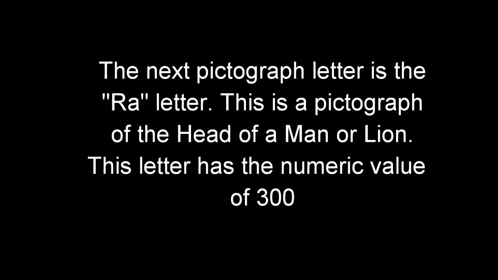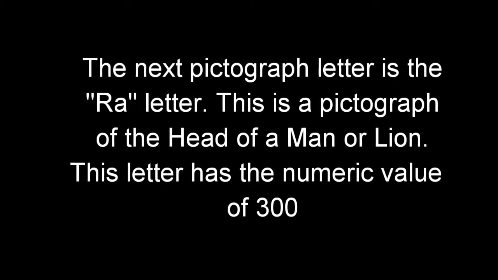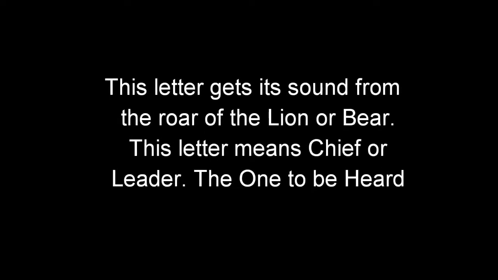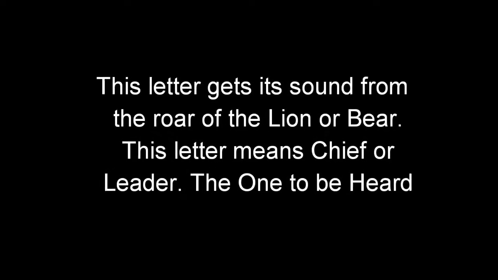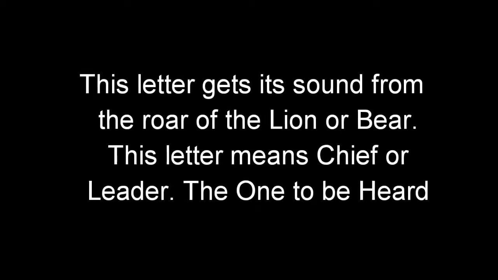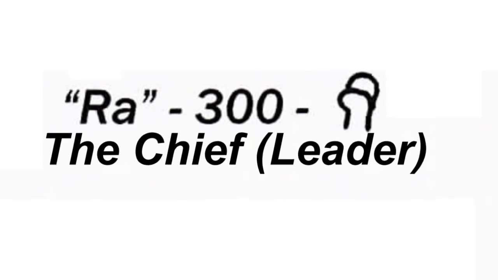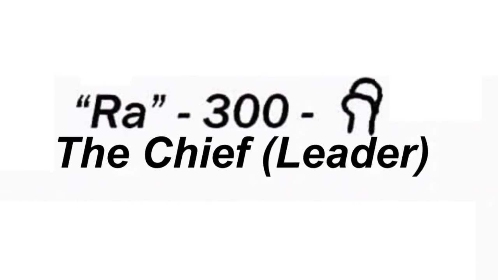The next pictograph letter is the Ra letter. This is a pictograph of the head of a man or lion. This letter has the value of 300. This letter gets its sound from the roar of a lion or bear. This letter means chief or leader, the one to be heard. Here is a picture of the Ra pictograph letter, and its numeric value and sound.